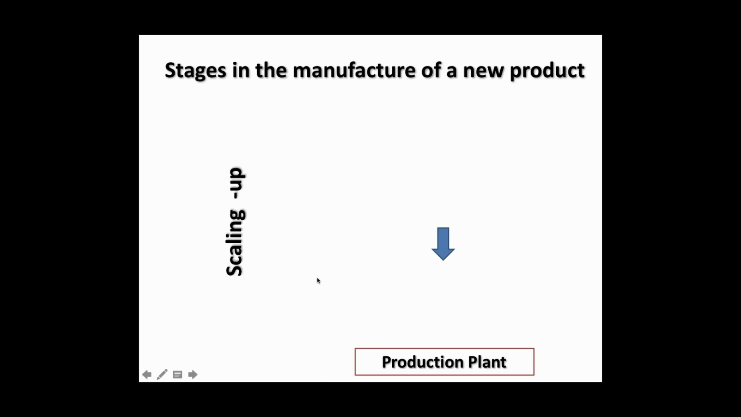Now, some stages in the manufacture of a new product. So what are the general stages involved, if you want to come up with a new product, how do you go about it?